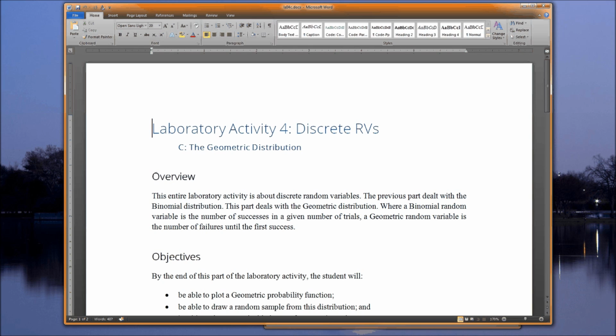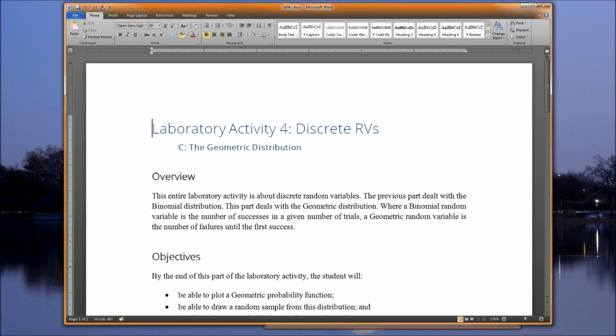Lab 4 is about discrete random variables. There's a gazillion of them out there. We're only going to cover the generic one, which we covered in A, the Bernoulli and binomial, which we covered in B, and the geometric, which we're covering in this section. It's a small part of this lab. This entire lab activity was about those discrete random variables.